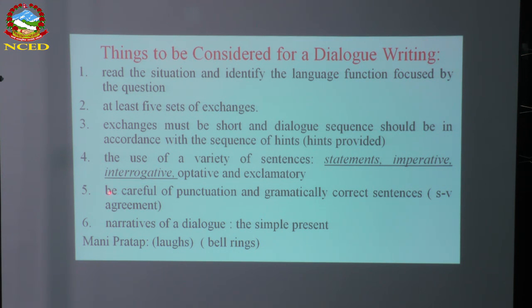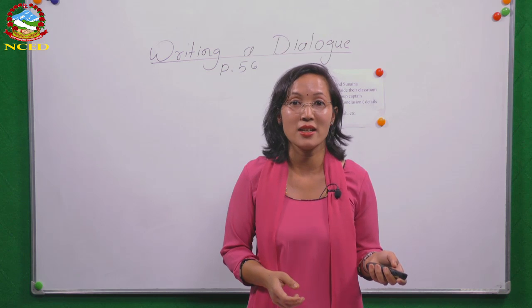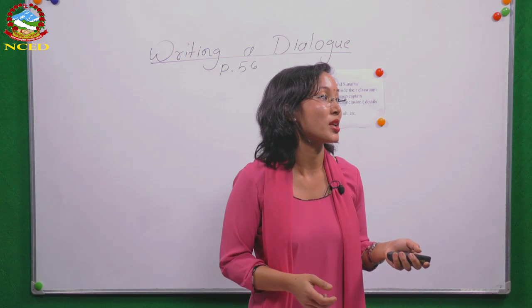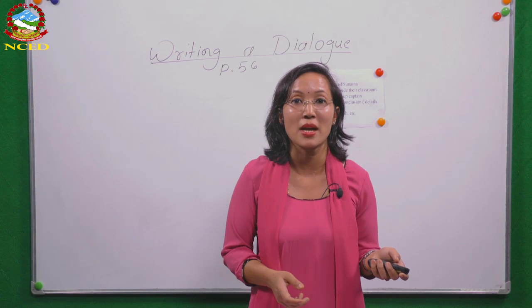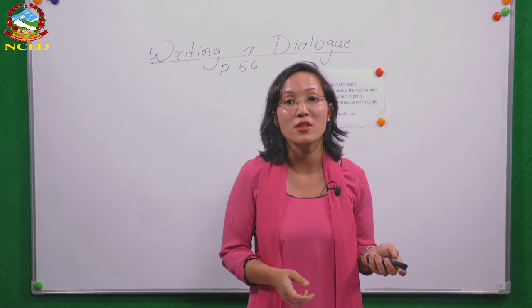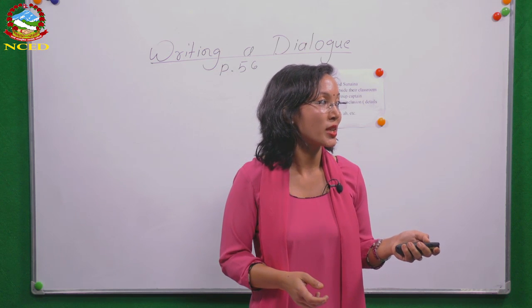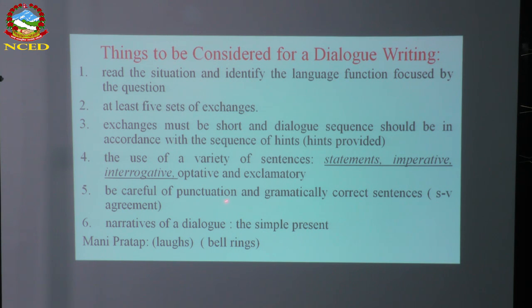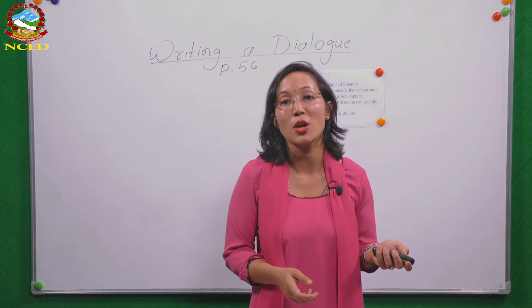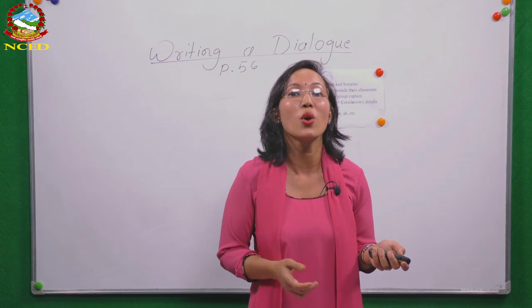Is that clear? Next, be careful of punctuation and grammatically correct sentences. Since we are writing a dialogue, there must be correct use of punctuation marks: where to give a question mark, where to give a full stop, where to give a comma. Is that clear? Grammatically correct sentences means a verb should agree with its subject. Singular subject, then singular verb; plural subject, then plural verb. I think you know all these things.